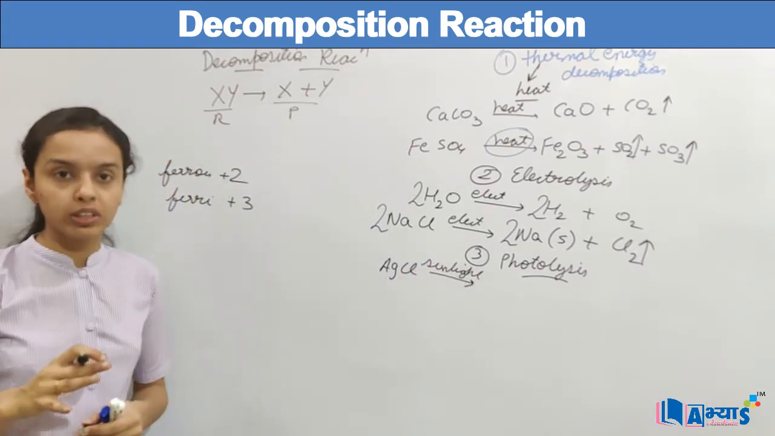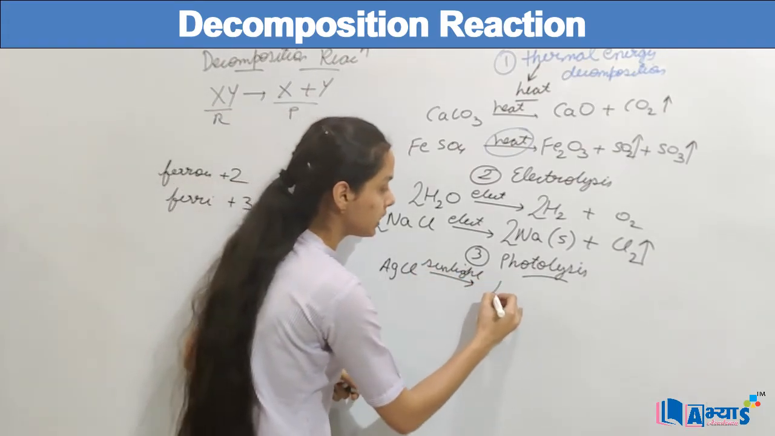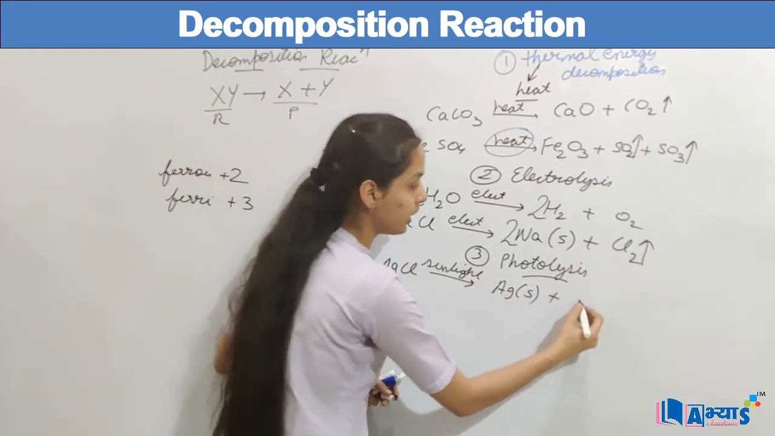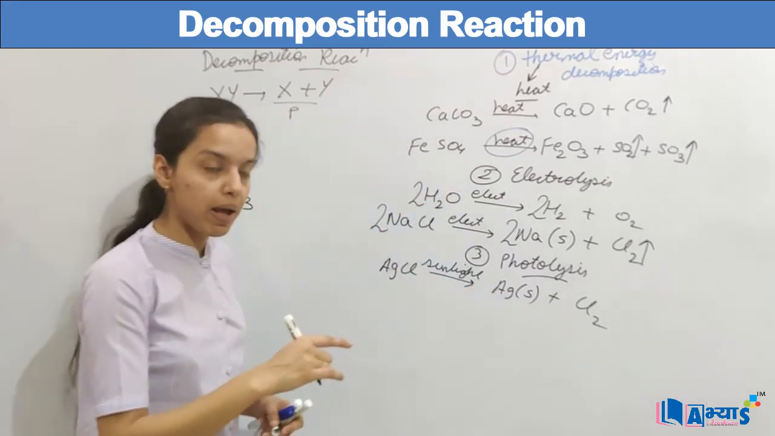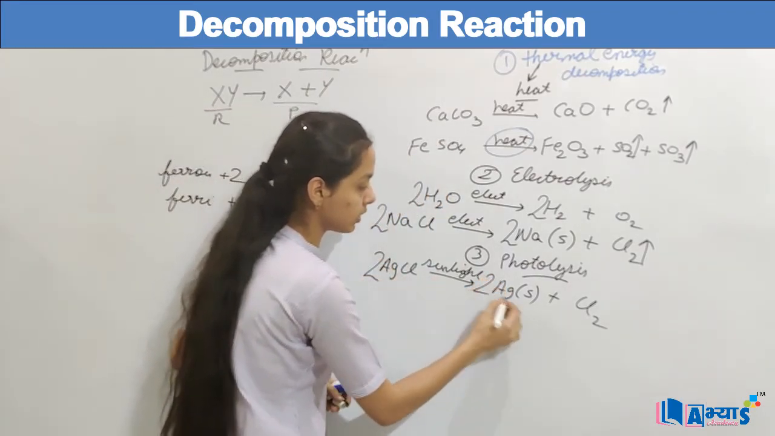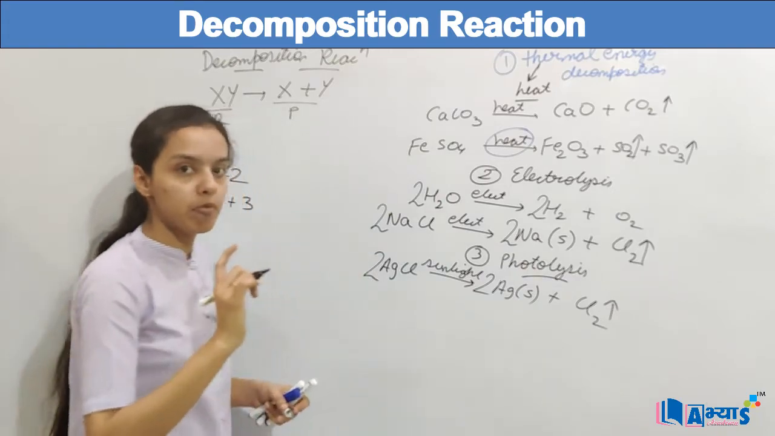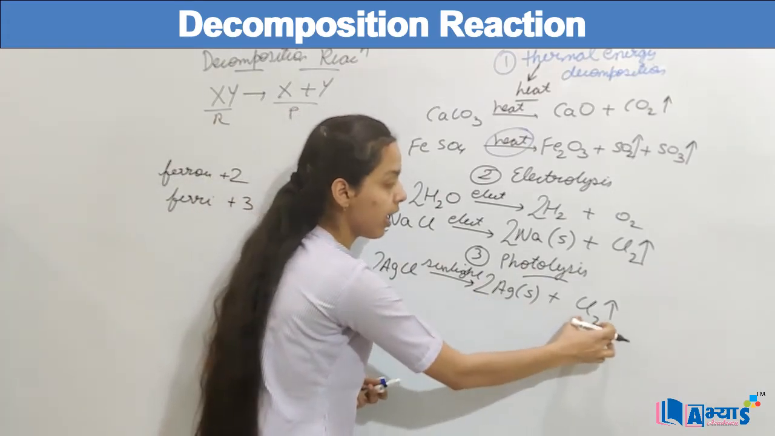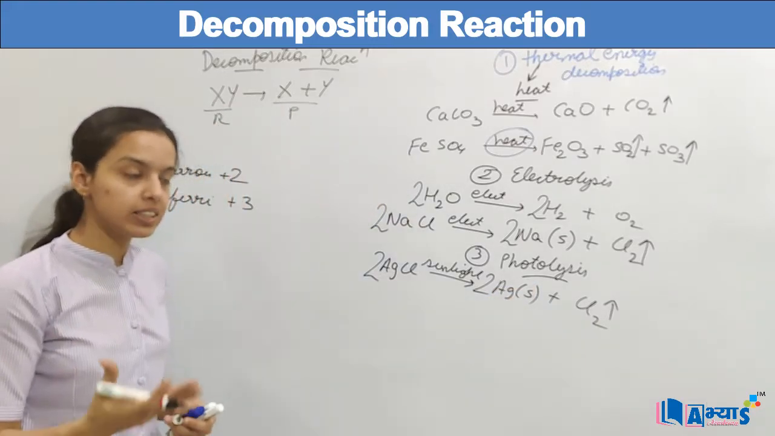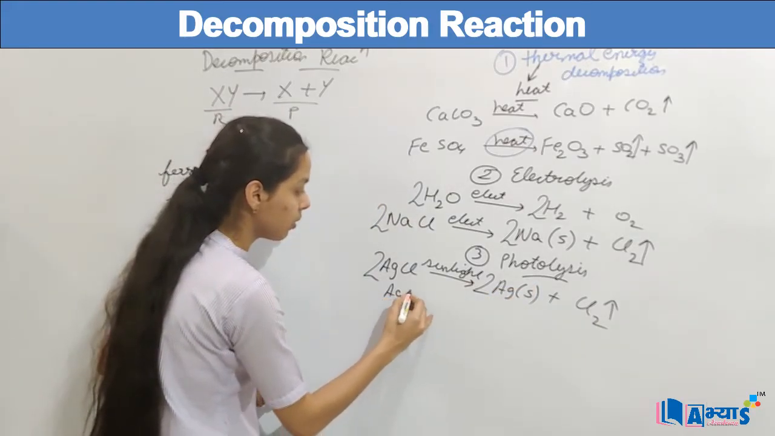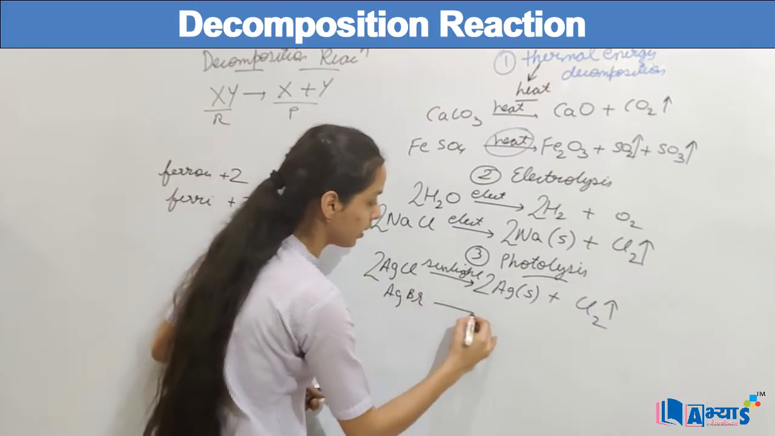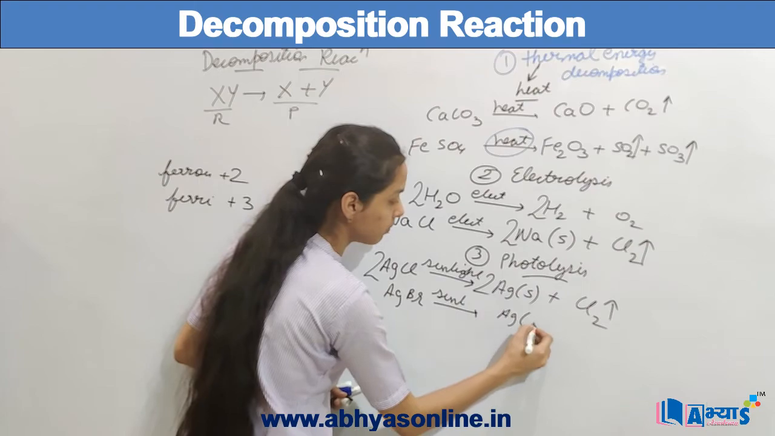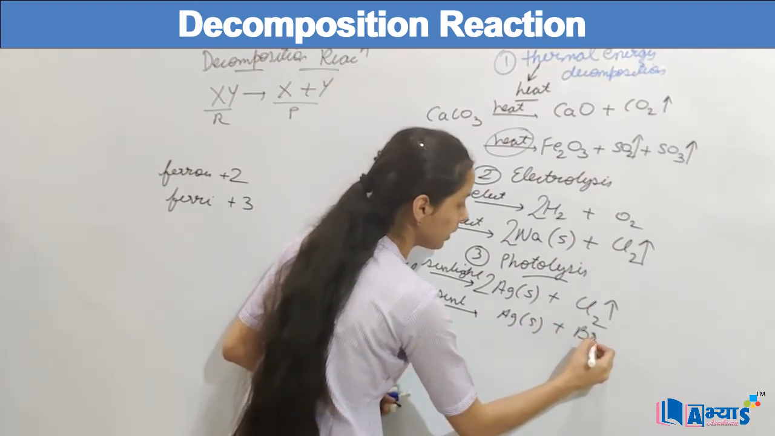Now when I am doing this reaction, it will form silver metal, which is in the solid state, and it will form chlorine gas. Now it is not balanced again, so I will balance it, with an upward arrow. So this is the reaction to form silver metal and chlorine gas. Similarly, there is a reaction of silver bromide. It is done in the presence of sunlight. It will form silver metal and bromine gas.